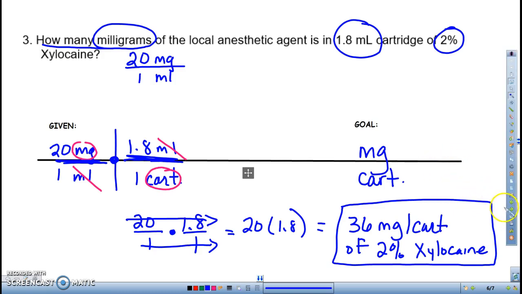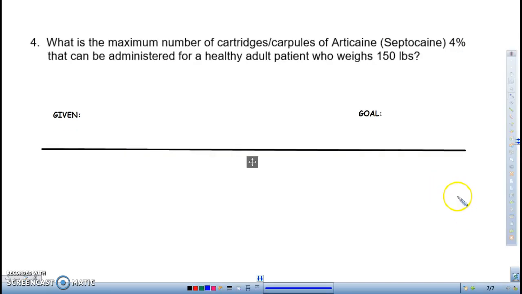Let's try number 4. I really like question number 4 because it shows you if you don't wind up getting what your goal is, you can approach it another way. All right, number 4. What is the maximum number of cartridges or carpules of Articaine 4% that can be administered for a healthy adult patient who weighs 150 pounds?